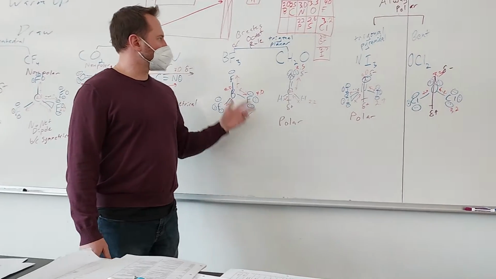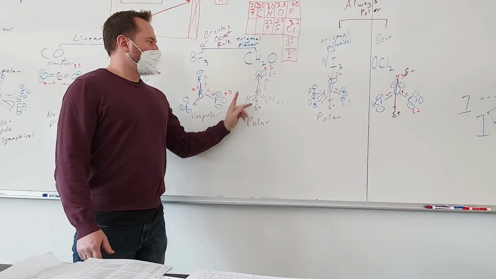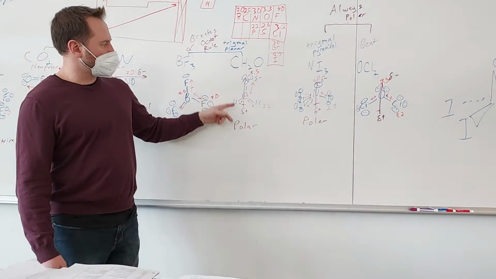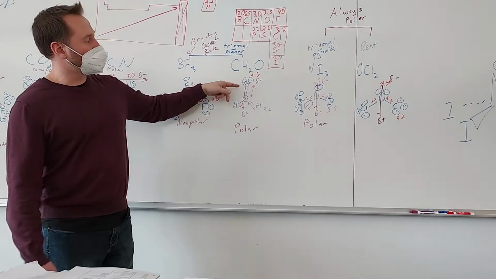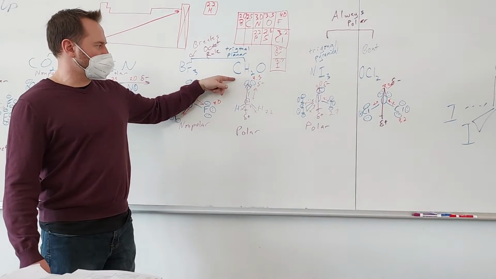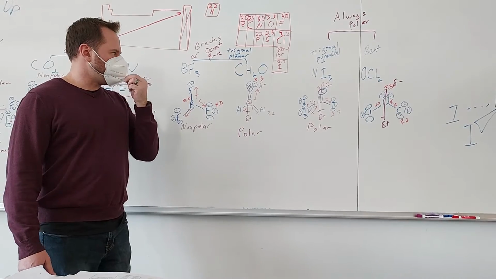Formaldehyde, CH2O, is another trigonal planar molecule. However, not symmetrical. It's polar. The more electronegative atom is oxygen. That's where the electrons would flow to. That's partially negative. And the other end is partially positive.